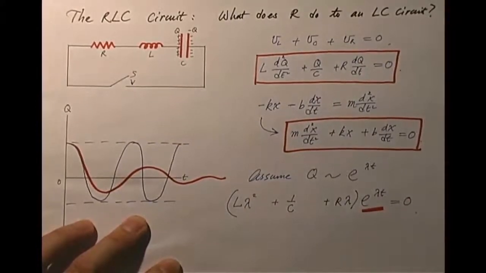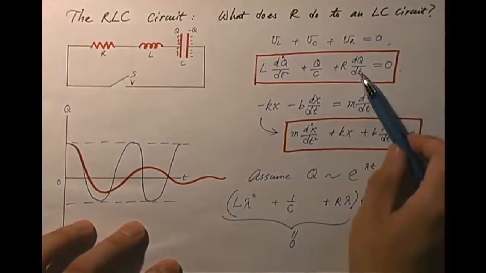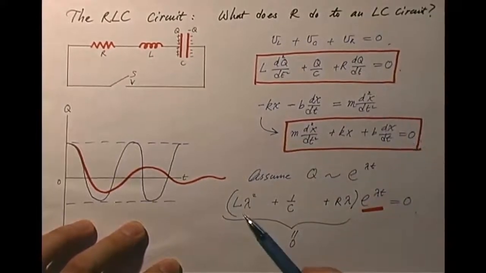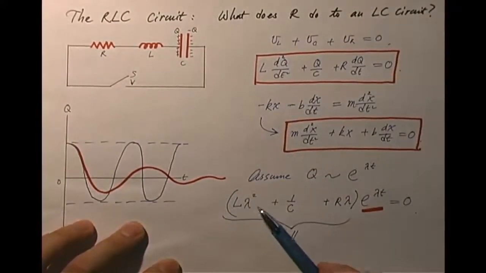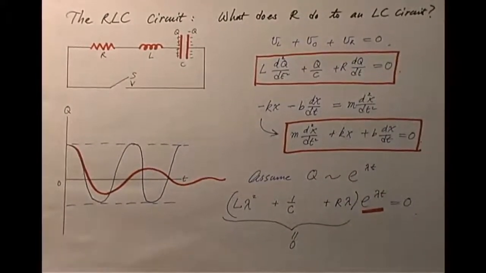So the only way to make it happen is to make this equal to 0. And look at what we just did. We just turned a differential equation into what? Into an algebraic equation for what? For lambda, right? This in fact is a quadratic equation for lambda. Okay, it's a quadratic. We have turned a second order differential equation into a quadratic equation.